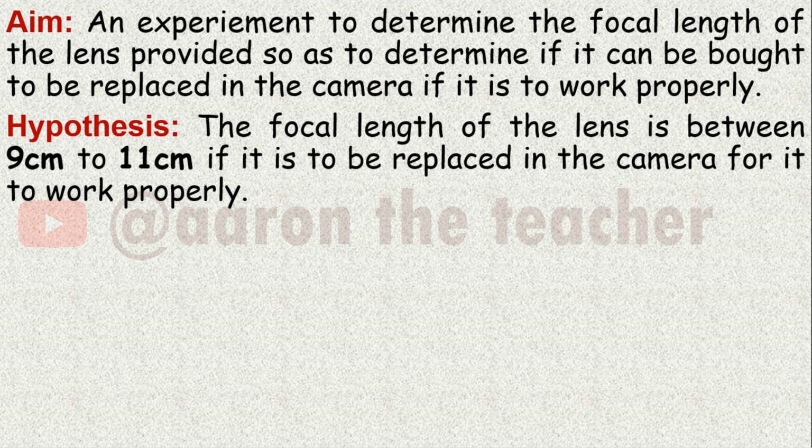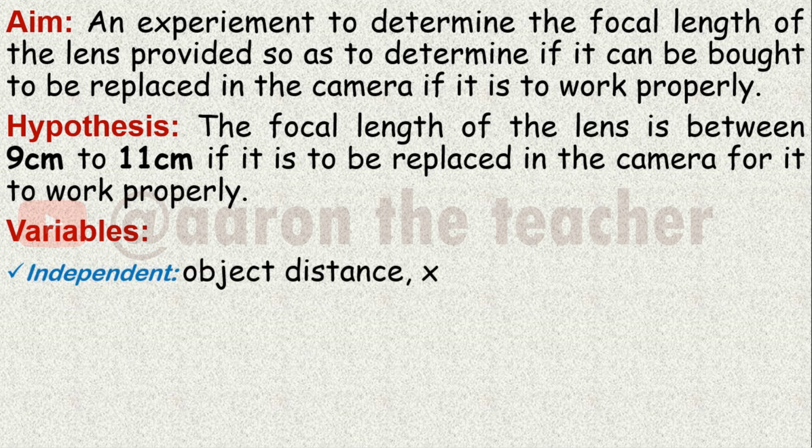And then we shall have the variables. Under the variables, of course, we begin with the independent variable, which is the object distance, and I've assigned a letter, or what I can say, a symbol, to show the object distance. My symbol, I'm using X. Then the dependent variable will be the image distance, for which in this case I'm using a Y.